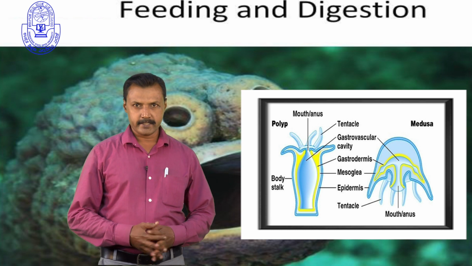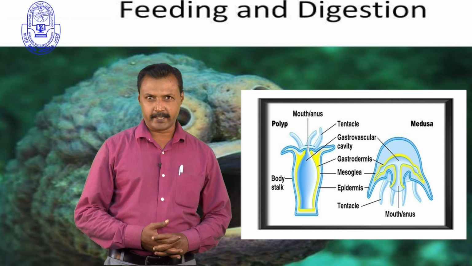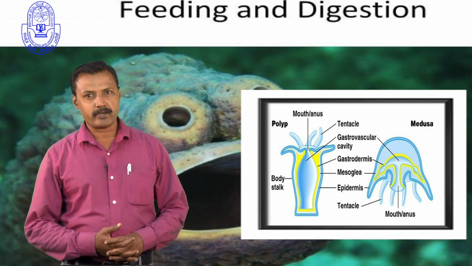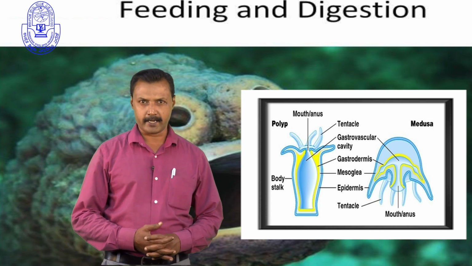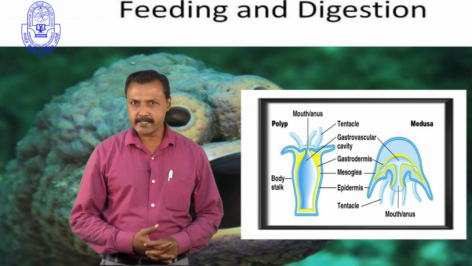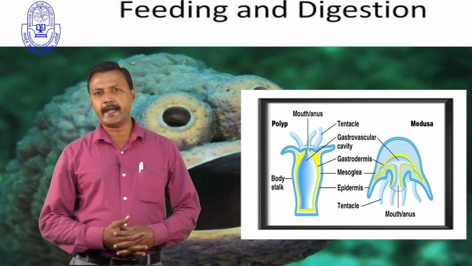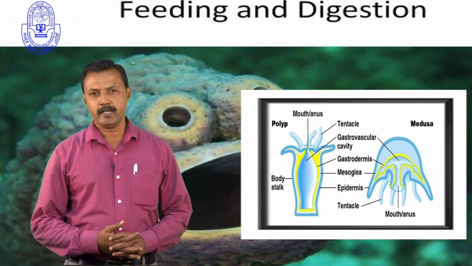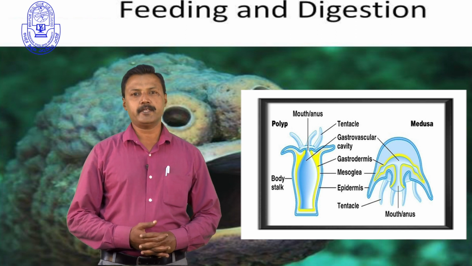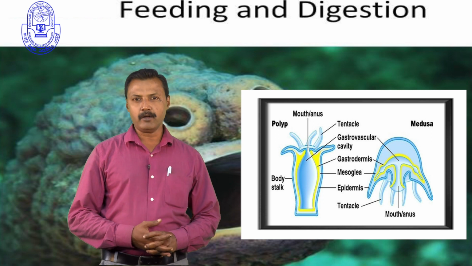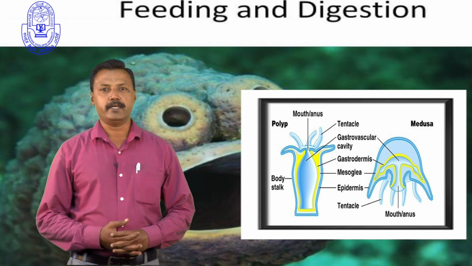So, feeding and digestion in Coelenterata. Coelenterates are one of the very important phyla, the largest among invertebrates, and the majority of them are marine organisms. As the name itself indicates, coelenteron, coelo meaning a cavity and enteron meaning an intestine. These coelenterates are multicellular organisms with biradial symmetry, and they always have tentacles on their body.